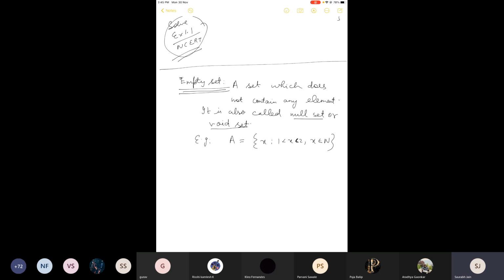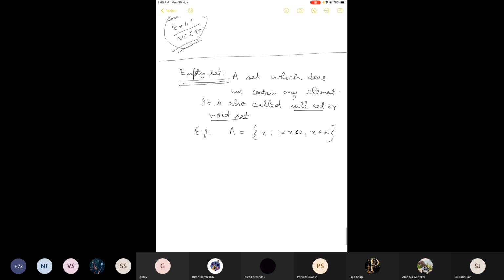We have some symbols also. For empty set, we have a special symbol. Instead of A, you might find this. Empty set is denoted by this symbol. This is called phi. Or sometimes they will just write these braces with nothing inside them. So if nothing is written inside braces, that means it is used to represent the empty set. Or this symbol called phi.